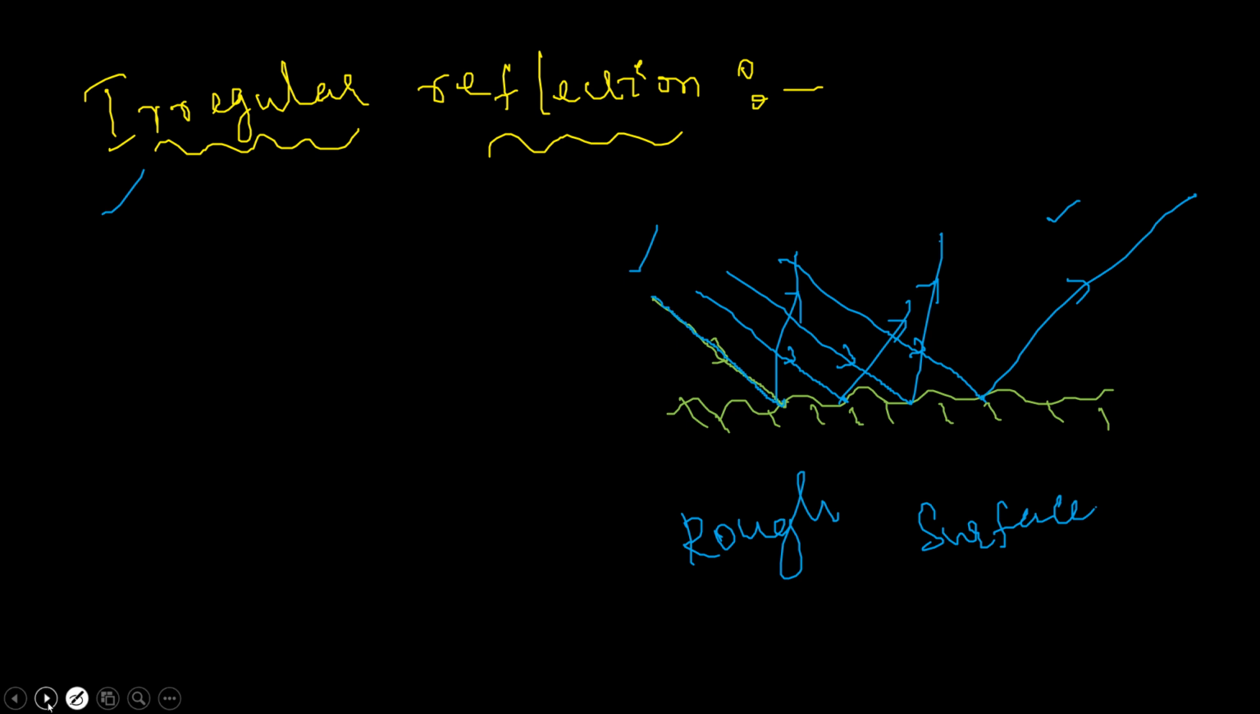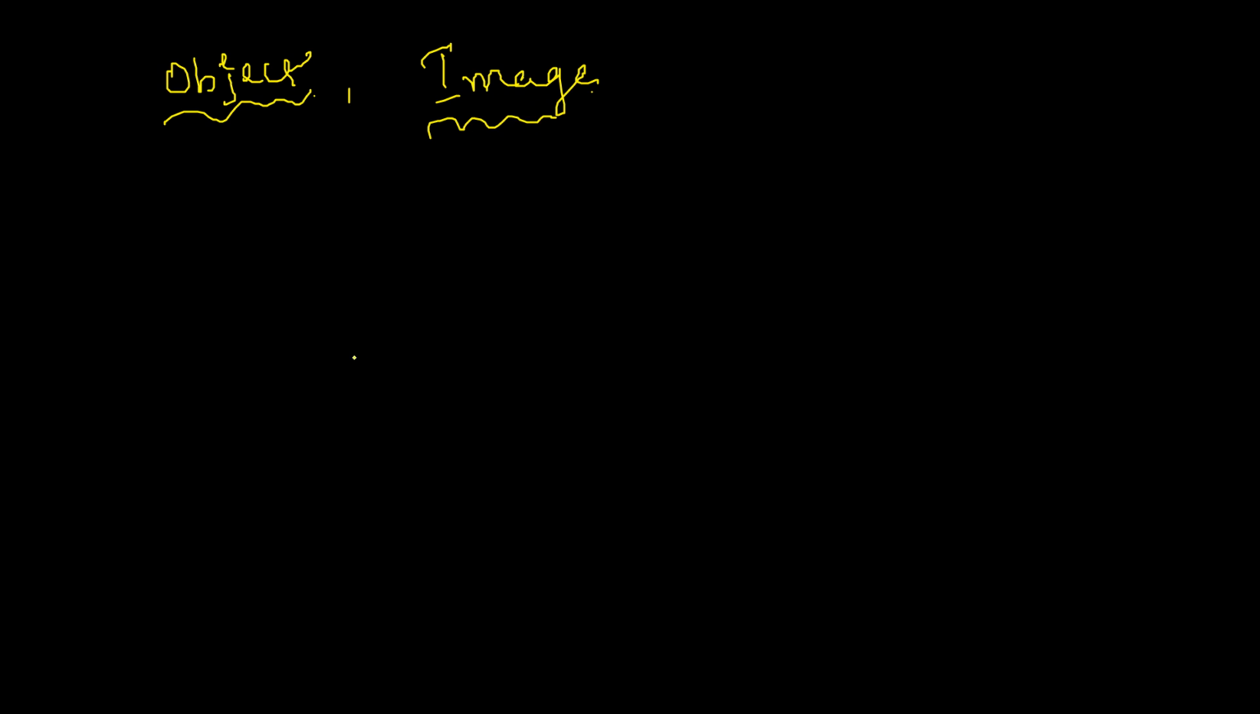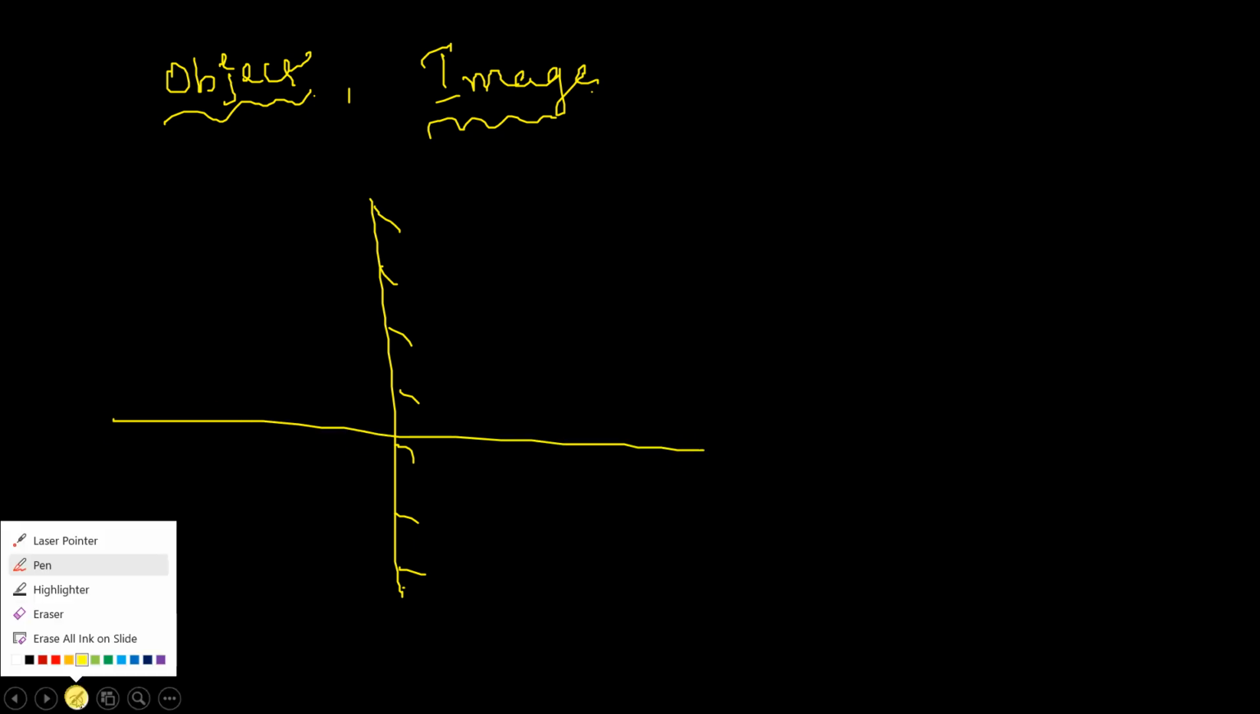The next one is object and image. I'll talk about object and image, which is completely related to the plane mirror itself. So this is a plane mirror, and this is a normal line. I am considering the plane mirror and normal line here.